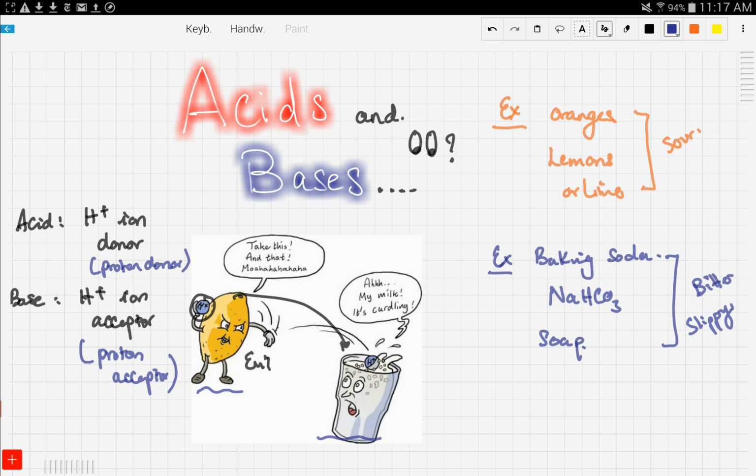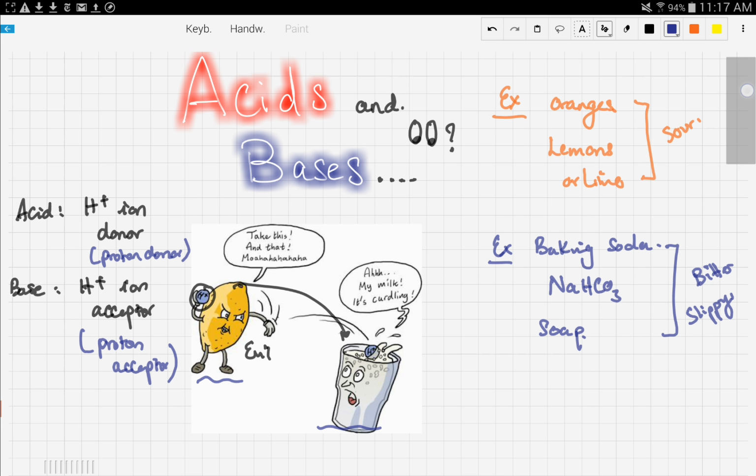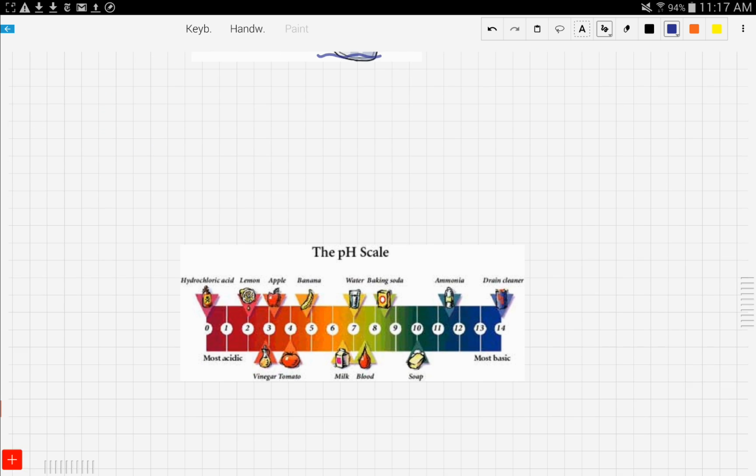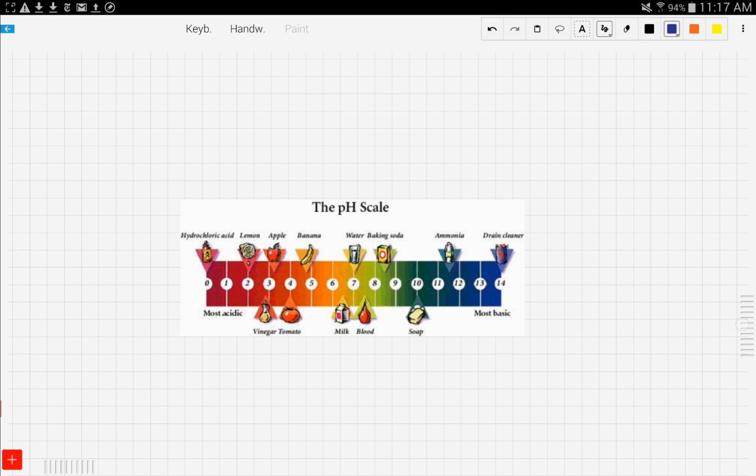Now, many scientists across time tried to come up with a definition for acids and bases. There are several definitions, but you are only responsible for those definitions right here. So, how do we measure acidity and basicity? Scientists came up with this scale. It's called the pH scale. So this is the pH scale, and the pH scale varies from 1 to 14.